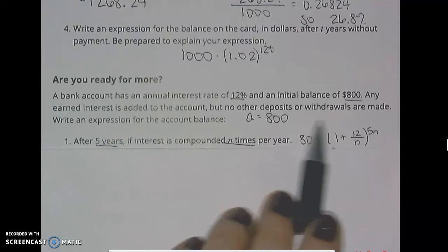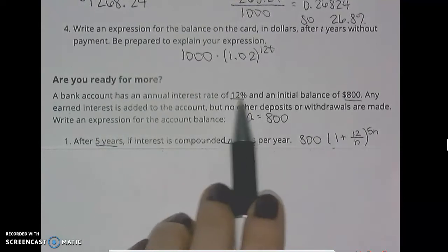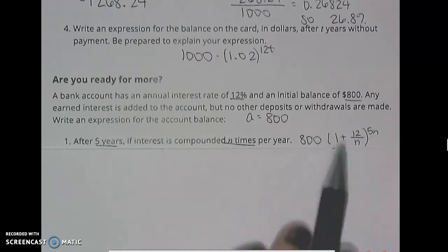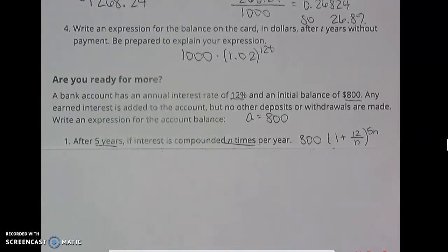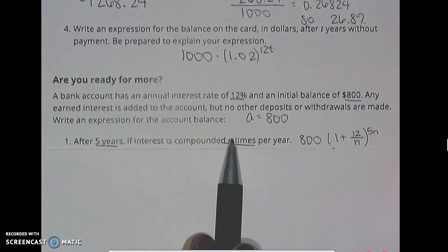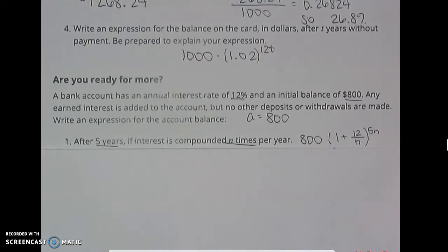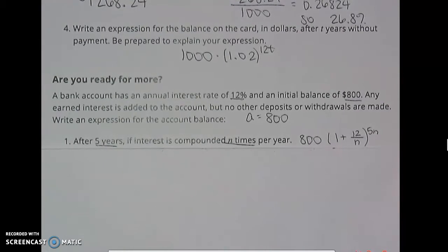So you notice up here, I didn't say b equals 1 plus 0.12 to get 1.12 because I didn't know how often it was being calculated. So we're 5 years, we're being compounded n times per year. Remember earlier when we had that interest rate of 24% annually, to get it monthly, we divided it by 12. Okay, so keep that in mind here.